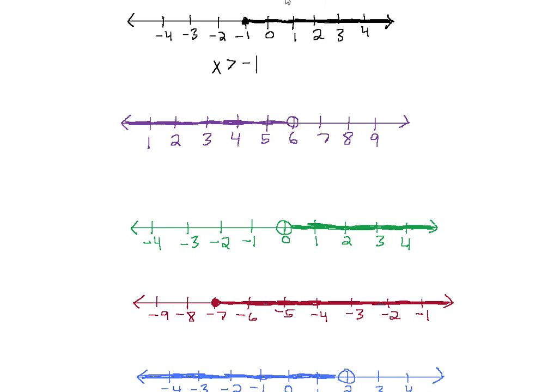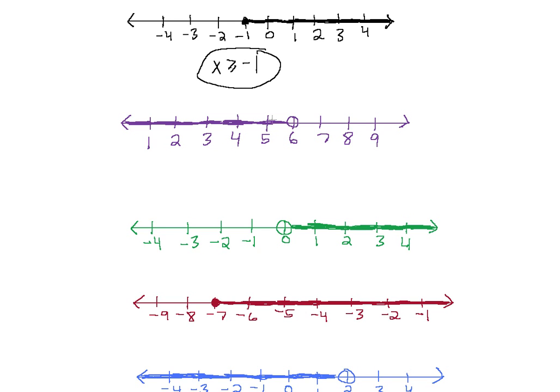Now that we've got that part, we look at what's going on at minus 1. Notice in the previous section, we said that if x is greater than or equal to, if it includes the point in our solution set, we put a solid line. Well, here we're given a solid line, so that means minus 1 is included in our solution set, so we have x is greater than or equal to minus 1. And that's our answer. Let's look at the next one.